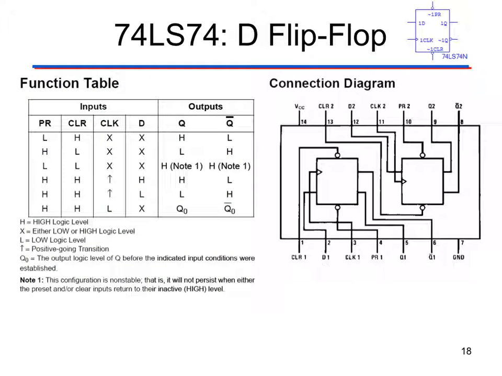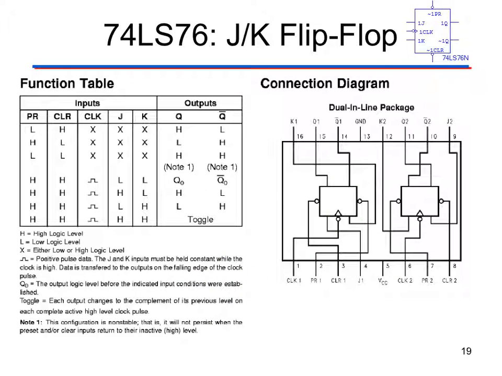Okay. Here's the 74 LS74, the connection diagram along with the function table. It's really important that you understand how those function tables work. All the information you need to figure this stuff out is right there. If you can read a function table, you're going to be fine. 74 LS76, a JK flip-flop. Here's a connection diagram. Here's a function table. Once again, understand that function table. They have notes at the bottom. Those notes are going to really help you to understand what's going on.